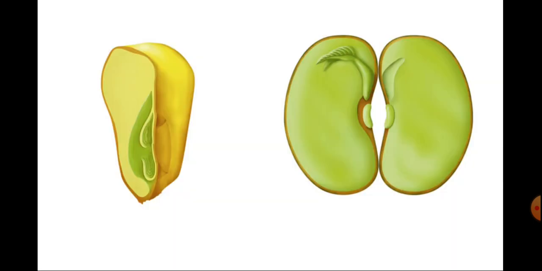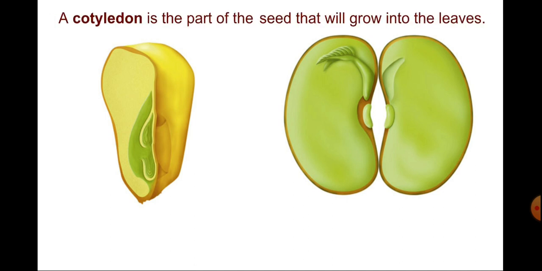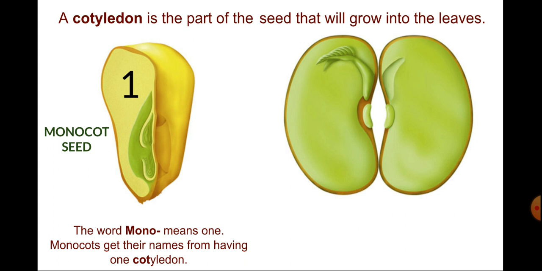Children, in this picture you can see two types of seeds, right? Can you say what is the difference between these two seeds? Yes, their difference is in their cotyledons. So, what is a cotyledon? A cotyledon is the part of a seed that will grow into the leaves. The yellow seed has one cotyledon. So, it is called monocot seed. The word mono means one. Monocots get their names from having one cotyledon.